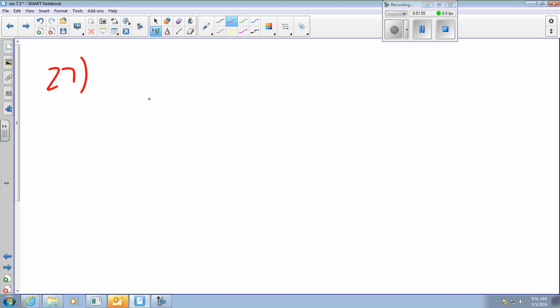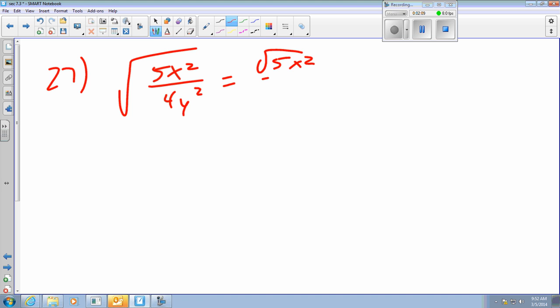27 says the square root of 5x squared over 4y squared. Again, nothing simplifies as it sits, so we split it into two different parts. On the top, the x squared will come out as an x. The 5 stays under. On the bottom, the 4 comes out as a 2. The y squared comes out as a y. Notice my fraction bar goes over everything there.